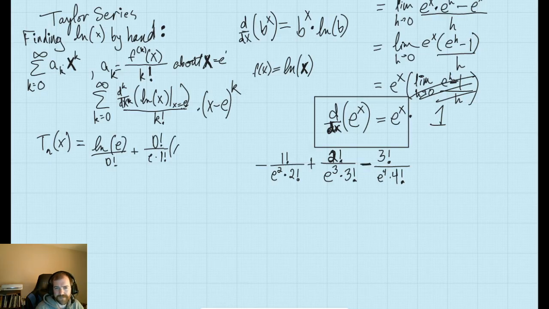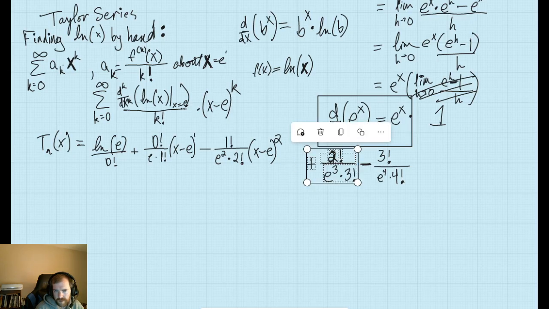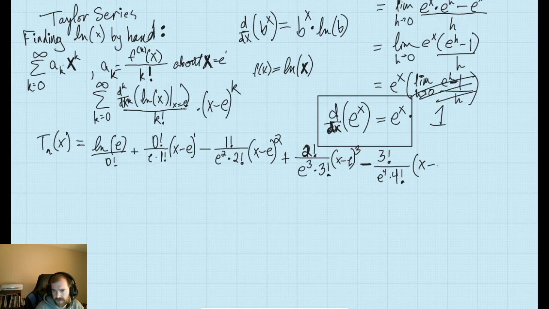This is times x minus e to the 1st power. This one is now also times x minus e, parentheses, to the 2nd power. This is times x minus e to the 3rd power. This is times x minus e to the 4th power. And so on and so forth.